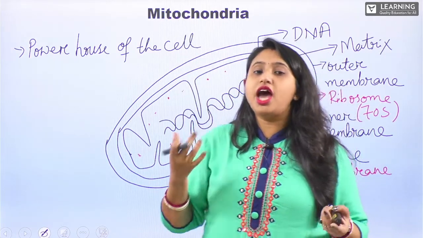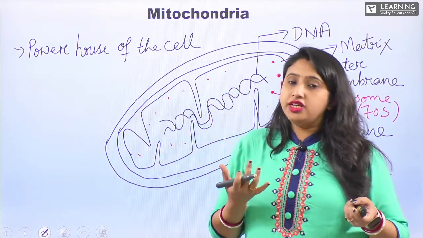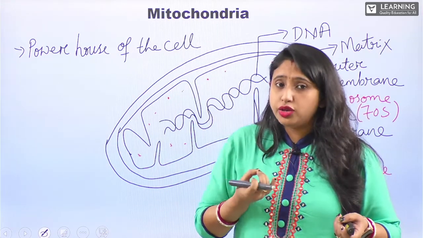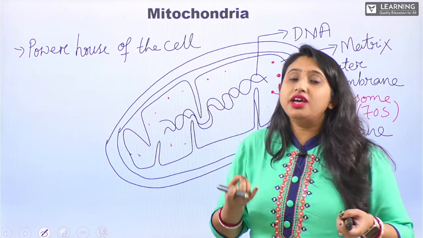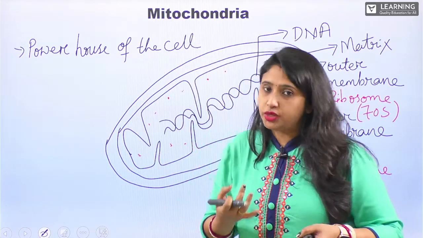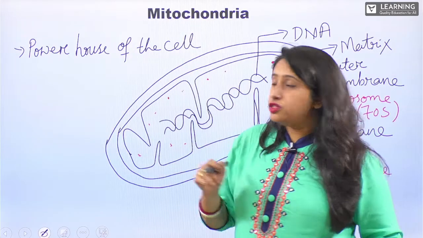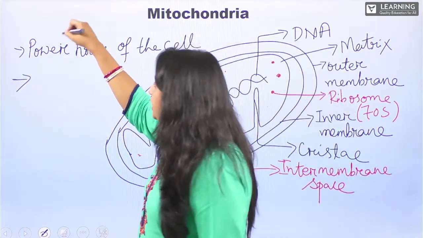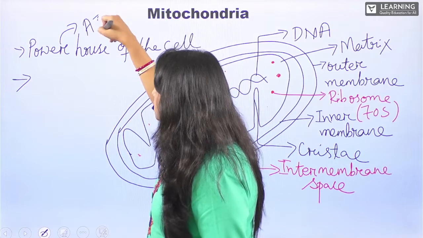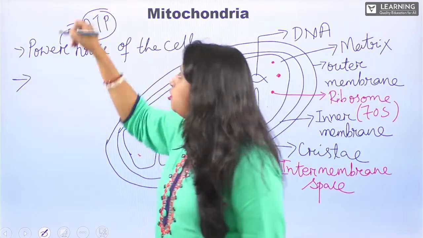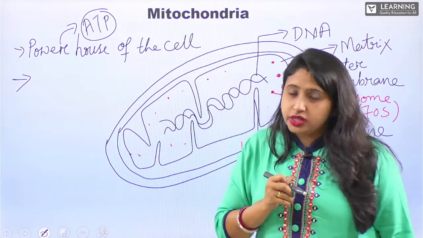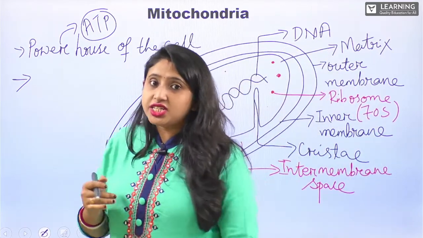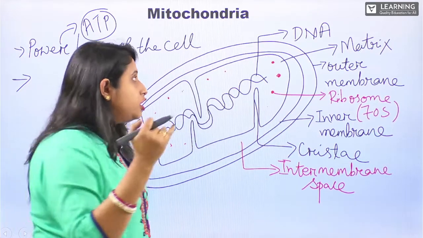Our body needs energy, so it makes the cells metabolically active by providing energy. It is the powerhouse of the cell because it synthesizes the energy in the form of ATP molecules. Now, what is the full form of ATP? The full form of ATP is adenosine triphosphate.